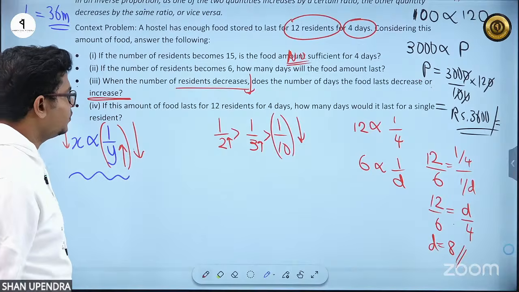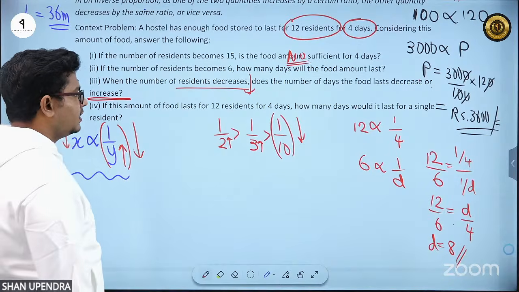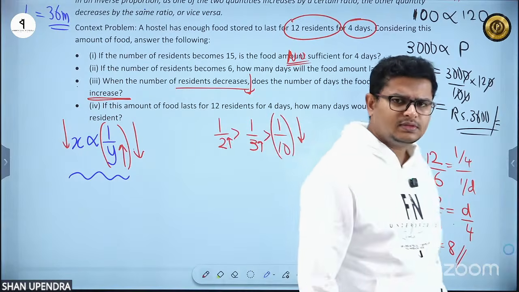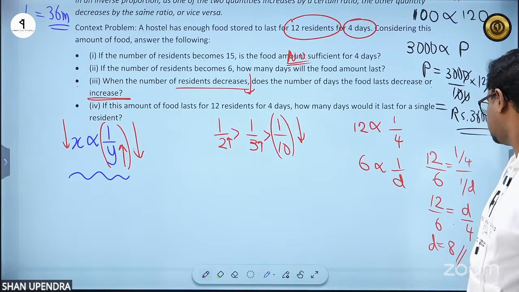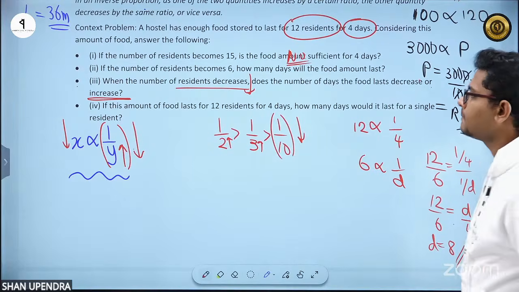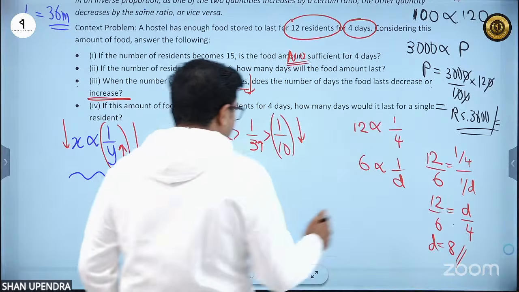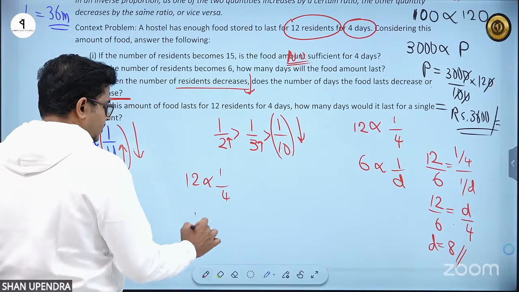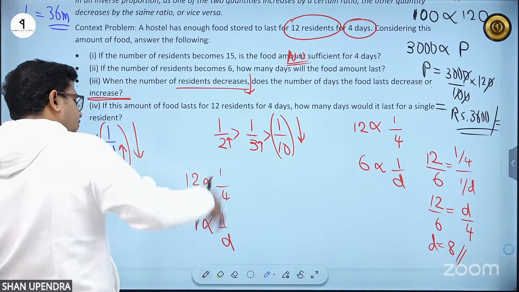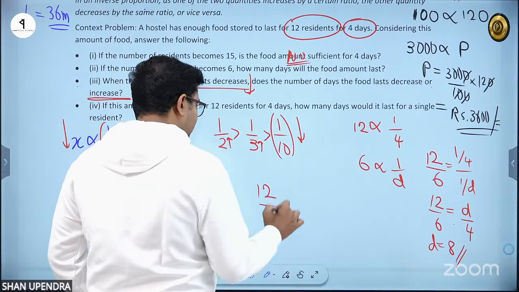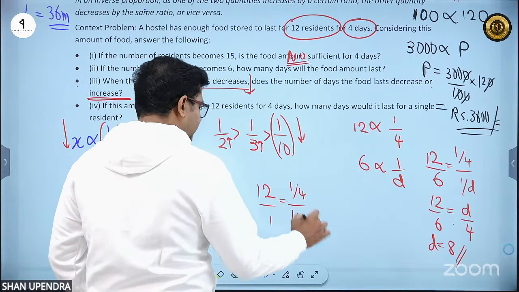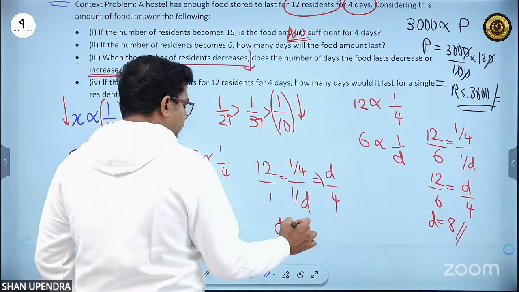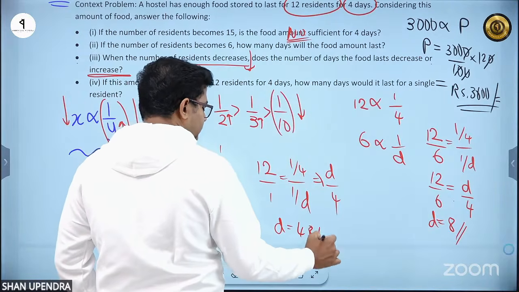If this amount of food lasts for 12 residents for 4 days, how many days would it last for a single resident? 48 days, I think. Yes, 48 days. If you make that 12 directly proportional to 1 over 4, then for one person, 1 is directly proportional to 1 over d. If you divide again, 12 over 1 equals 1 over 4 over 1 over d. You can write this as d over 4. Then finally, d equals 48. 12 into 4 is 48.